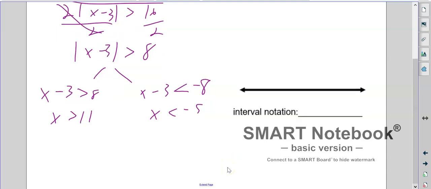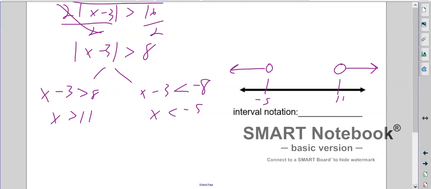So remember, with a greater than, we're going in opposite directions. So I'm going to just put my -5 right here and my 11 here. That's a 10, not 11. Numbers are hard. So there's my 11. So greater than 11 means open dot towards positive infinity, and less than -5 means open dot towards negative infinity.